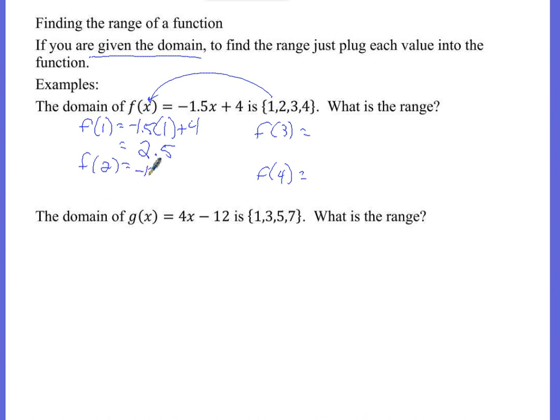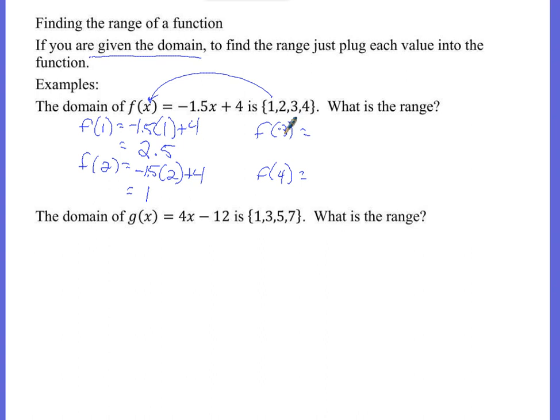I take 2 and I plug it in. Negative 1.5 times 2 plus 4. What's negative 1.5 times 2? 3. It's negative 3 plus 4, which is 1.